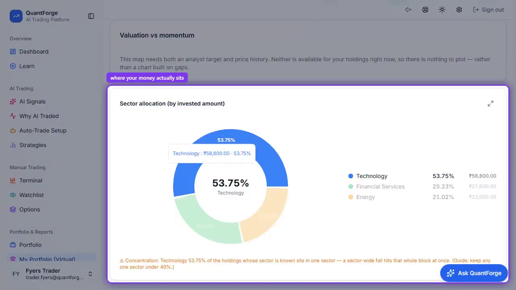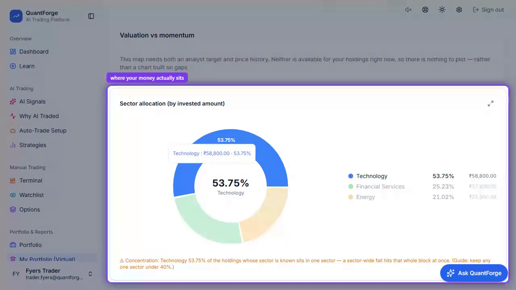The first chart is a ring by sector. How your money is spread across industries. Each slice is one sector, sized by the rupees you invested there. Why does that matter? Because if most of your money sits in one industry, one piece of bad news for that industry hits your whole portfolio at once even though you own 10 different companies.